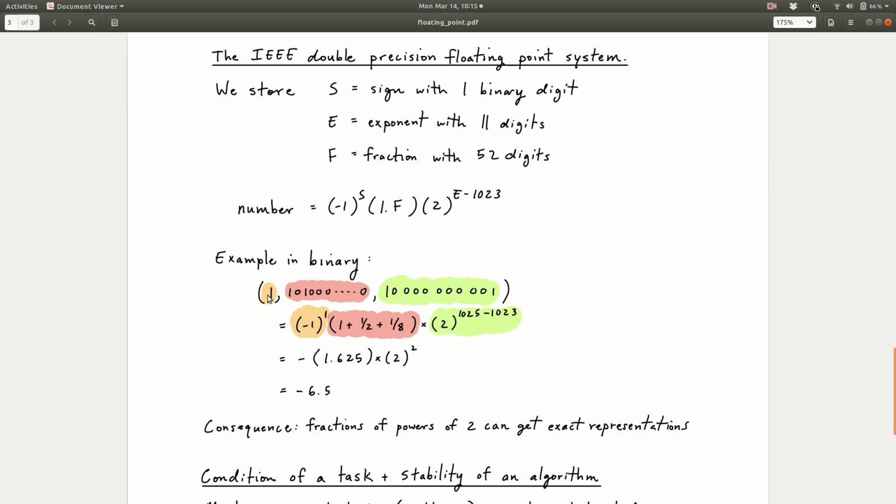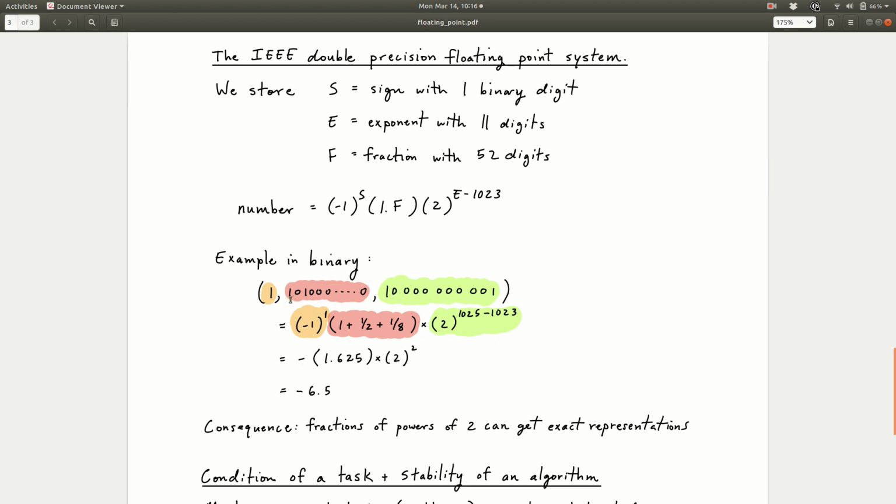So this one is the sign, this is the exponent, and let's see what I did here. Okay, so this is the sign, this is the fraction, and this is the exponent. So this has 11 digits, this has 52. I haven't written them all down. Just assume that these are 0, and the sign is 1. So to calculate what this number actually is in base 10, we do -1 to the sign. So -1 to the 1 is a minus.